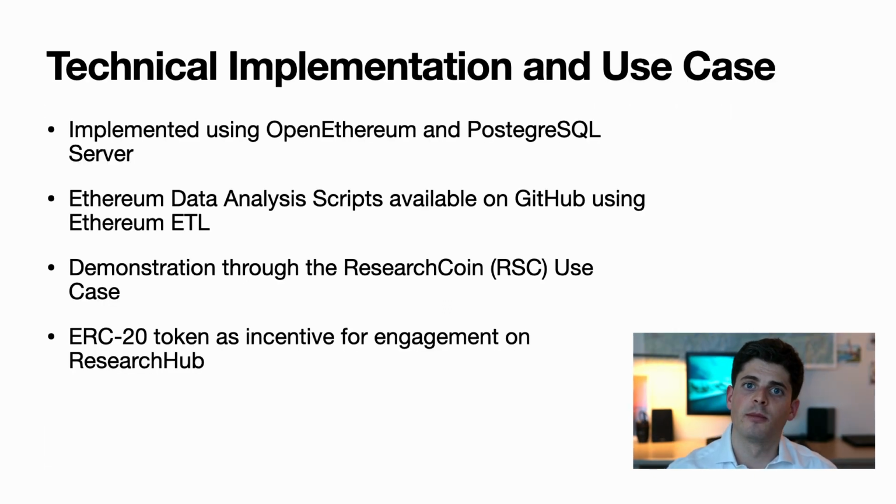Now let's move on to the technical implementation and use case. The whole workflow was implemented using Open Ethereum to synchronize the Ethereum blockchain and a PostgreSQL server to store all of the data. The Ethereum data analysis scripts that were created are available on GitHub, and they in turn use Ethereum ETL, which is another set of scripts also available on GitHub. A demonstration was shown through the Research Coin use case, and Research Coin is an ERC20 token that is used as an incentive to engage on Research Hub, which is an online publishing platform for research publications.